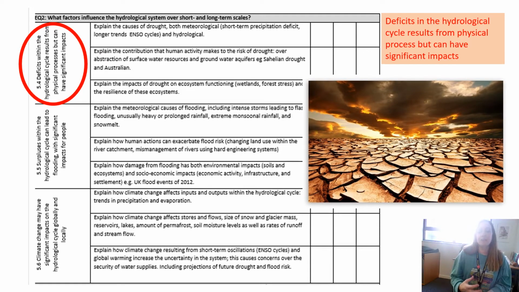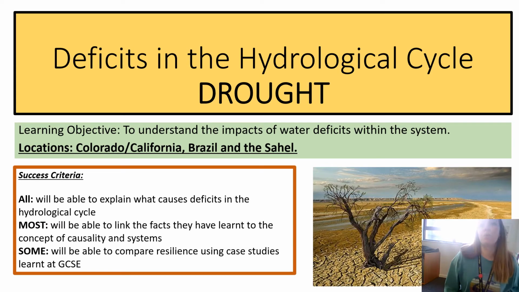So what we need to look at for this is going to take today's lesson for me to explain it, and basically you just need to watch and listen and maybe make notes. And then next week looking at some case studies and trying to compare the different impacts that deficits in the hydrological cycle can have. So what we're going to learn today is to understand the causes but also the impacts of water deficits within the system.